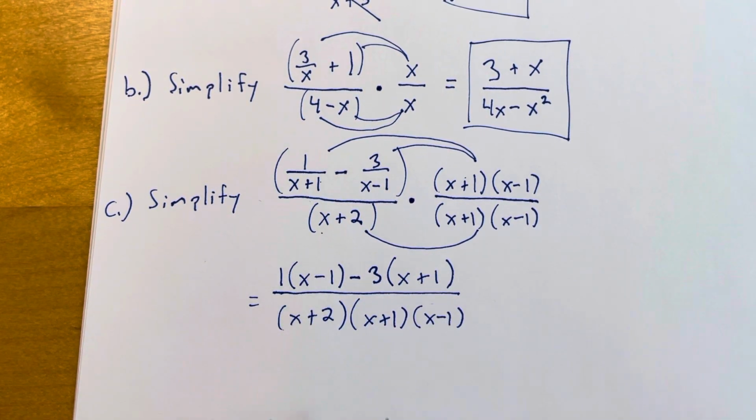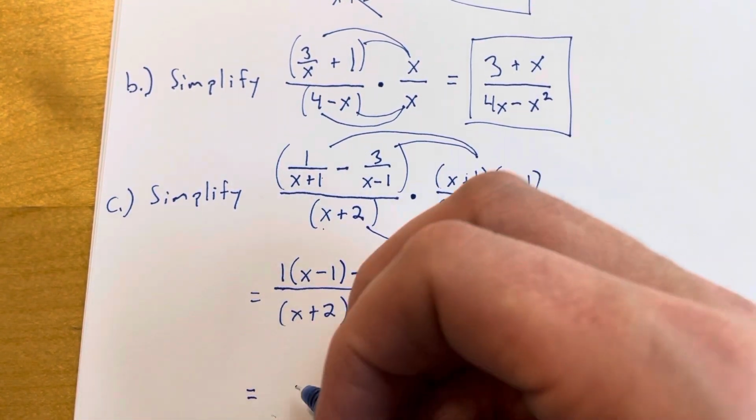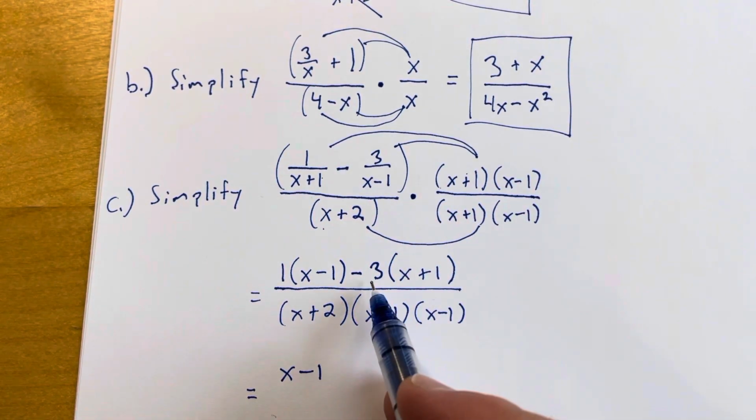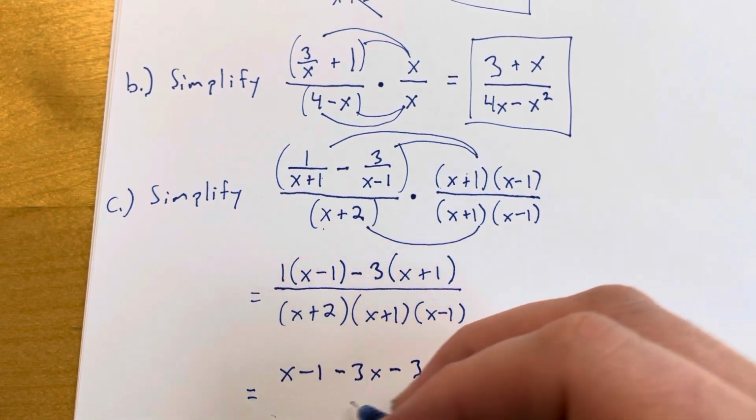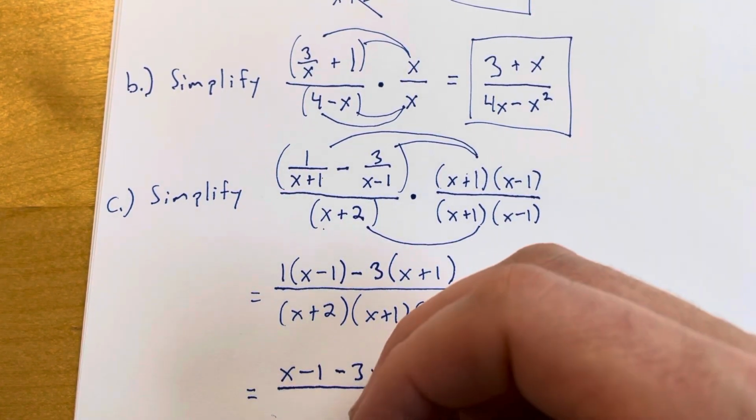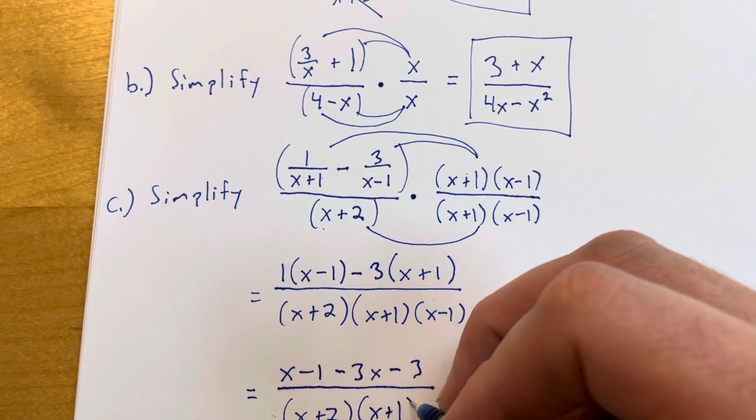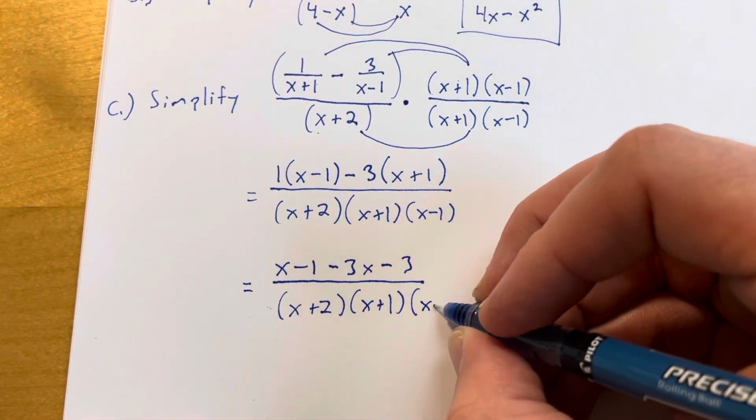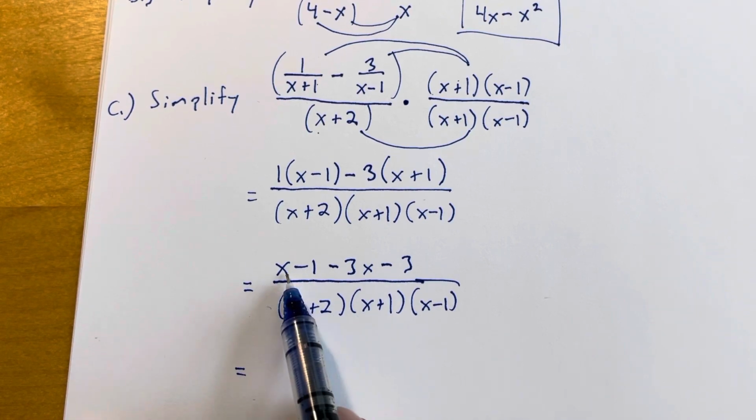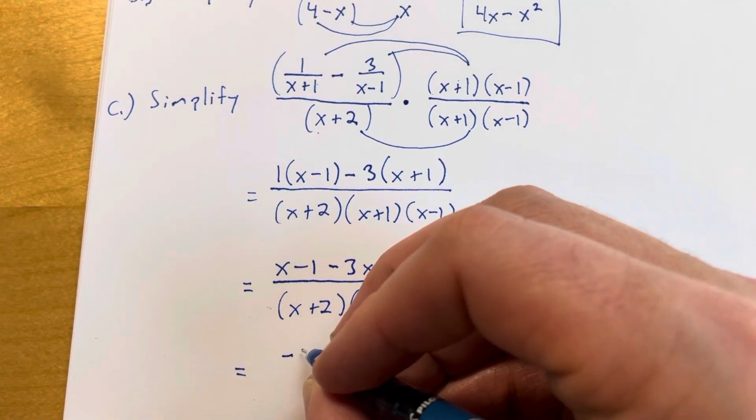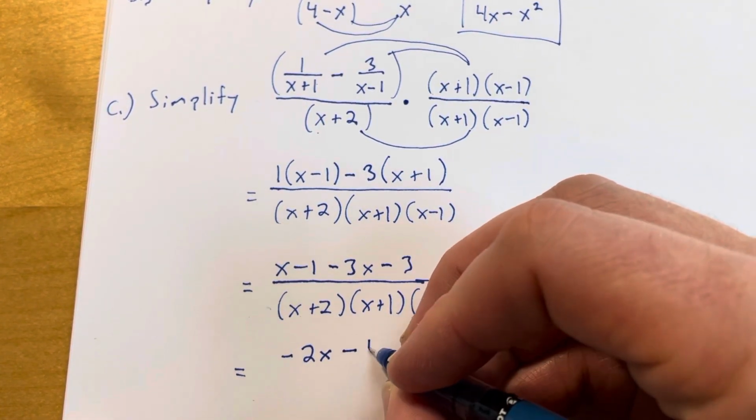I am going to simplify the numerator, though, because I think I can combine some like terms. So the 1 times x minus 1 is just x minus 1. I need to distribute a negative 3 in here, which gives me negative 3x minus 3. When I simplify that, I'm still going to have this down here. Let's move up a little bit, x minus 1. Okay, now let's see what happens if I simplify this. So I have x minus negative 3x. That would be negative 2x. And then I have negative 1 minus 3. That's negative 4.